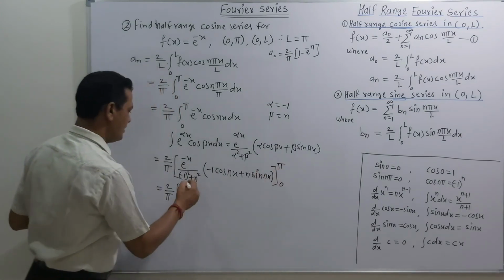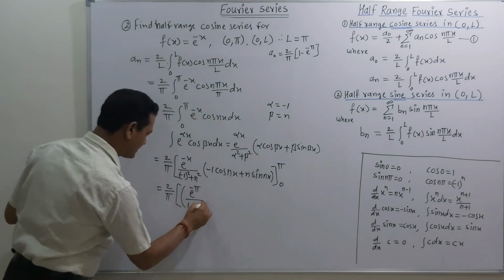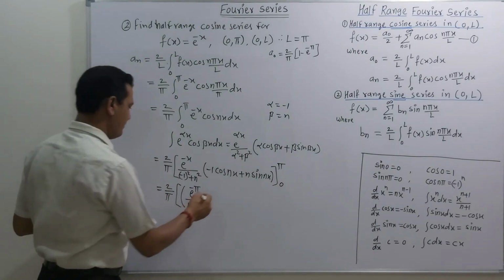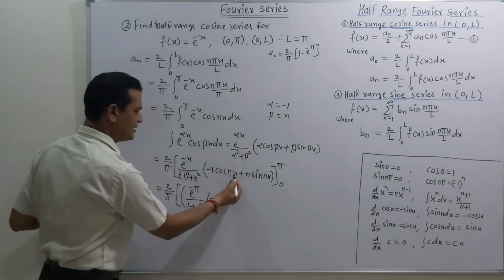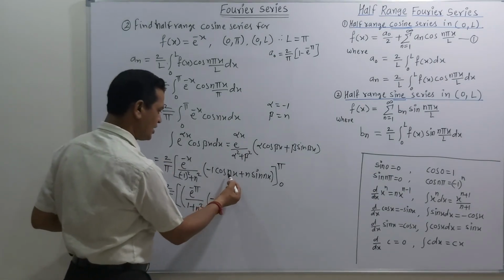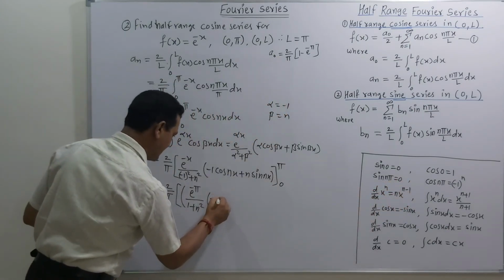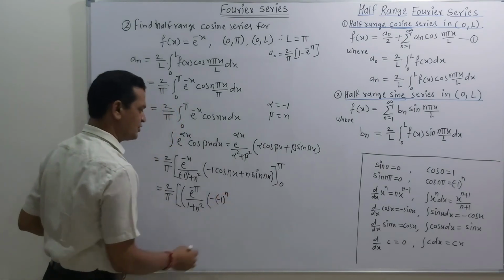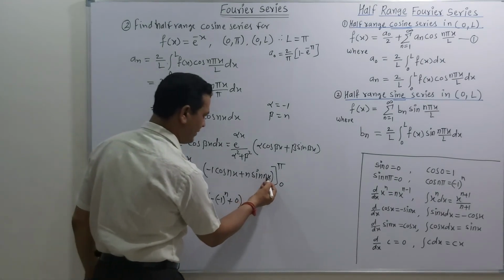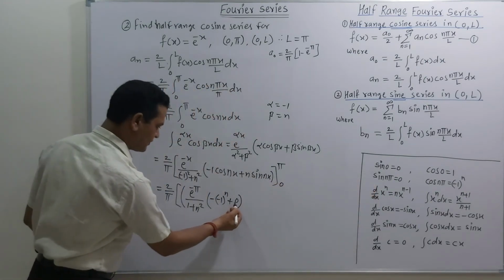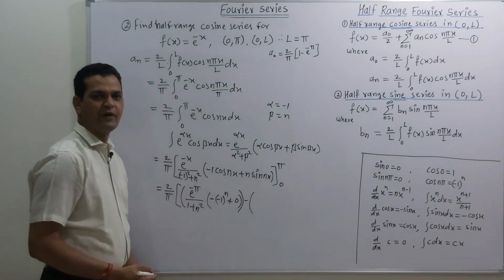So here the upper limit is pi. We can write this as e raised to minus pi upon 1 plus n square, minus 1, where 1 square is 1. Then minus, if we put x equal to pi, we get cos of n pi, and the value of cos of n pi is minus 1 raised to n. Plus again this value, if we put x equal to pi, this is sine of n pi, and the value of sine of n pi is 0, that's why this term is 0. So this is the value of upper limit, 1 bracket, minus, put the value of lower limit.